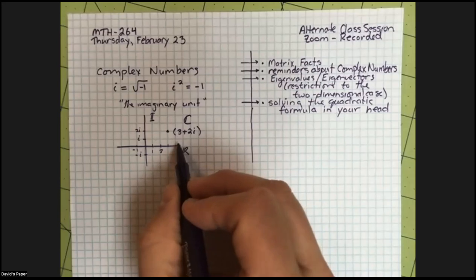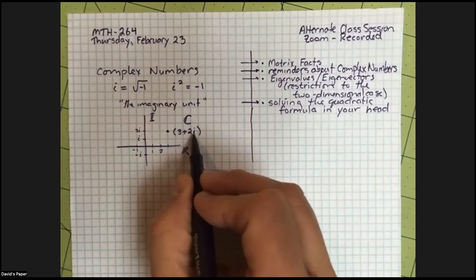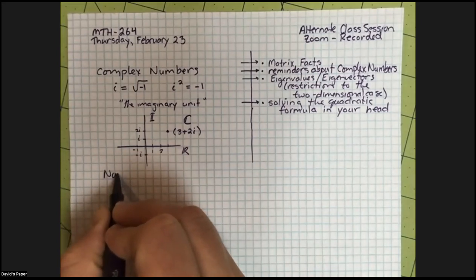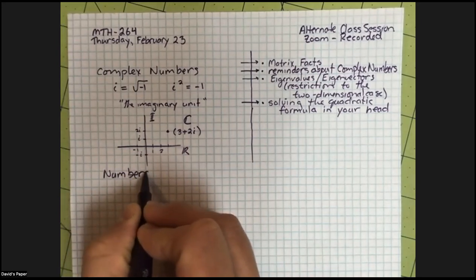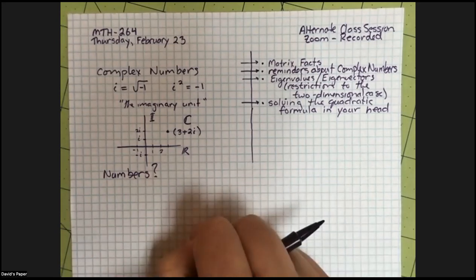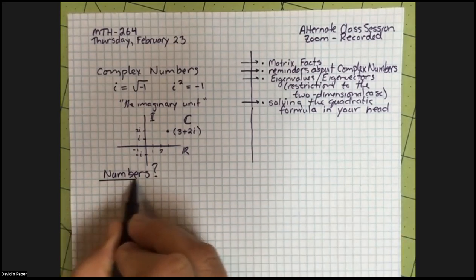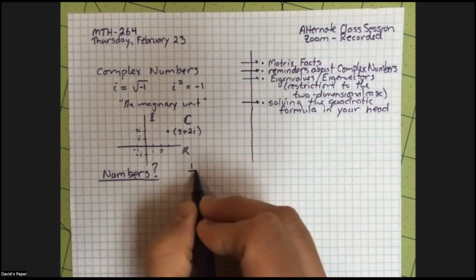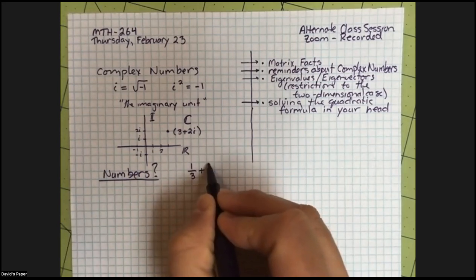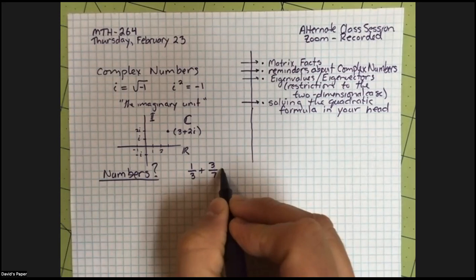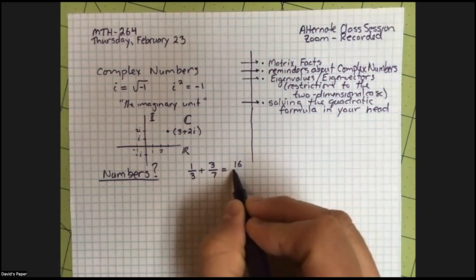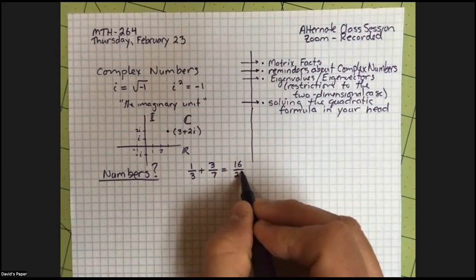So the complex numbers are numbers that are a real number plus a real number times this imaginary unit. And people's first experience with the complex numbers is that they doubt that they're even numbers. So the first time you saw this, you doubted that they were even numbers at all. Of course, the first time you saw fractions, you thought someone was crazy when they said 1/3 plus 3/7 is 16/21.